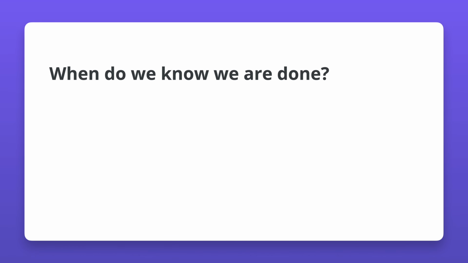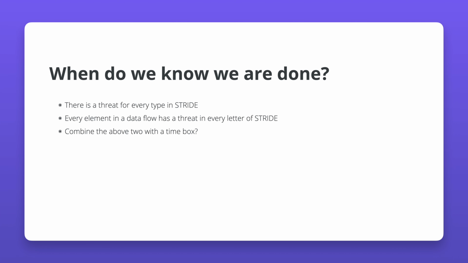When using STRIDE, some ways to answer the question is to review if there's a threat for every type in STRIDE. Or perhaps a better way would be to review if for every element in the data flow diagram, there's a threat for every type in STRIDE. Or maybe we combine that idea with a time box with the threat per element or the threat per type approach, because every activity needs to have time to deliver value.